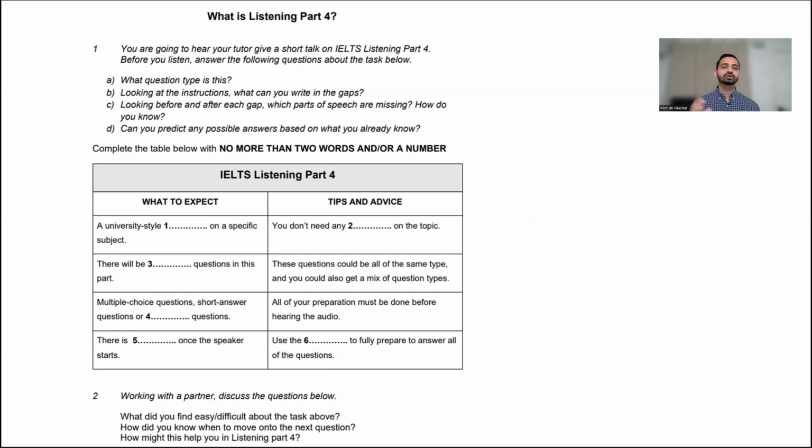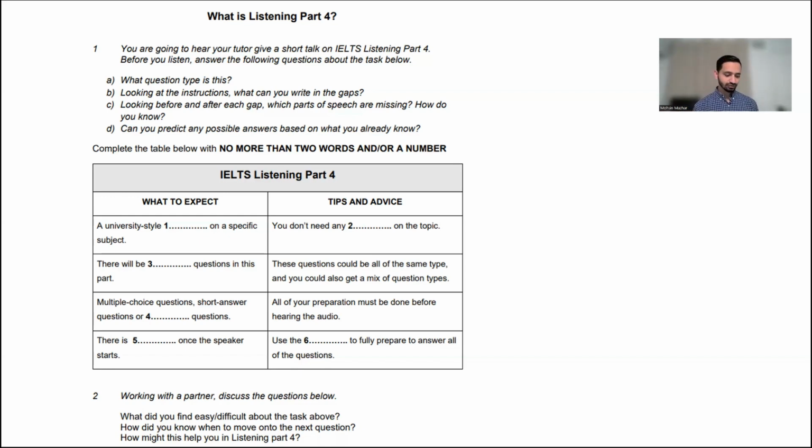You're going to hear your tutor give a short talk on IELTS listening part 4. Before you listen, answer the following questions about the task below. What question type is this? Looking at the instructions, what can you write in the gaps? Looking before and after each gap, which part of speech is missing? How do you know? And can you predict any possible answers based on what you already know?